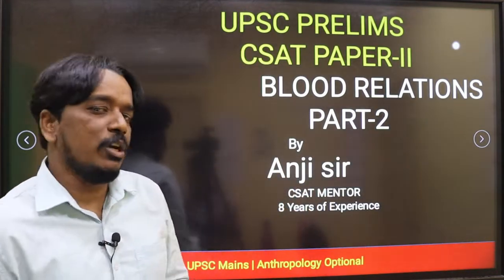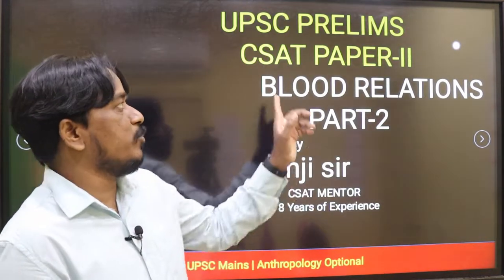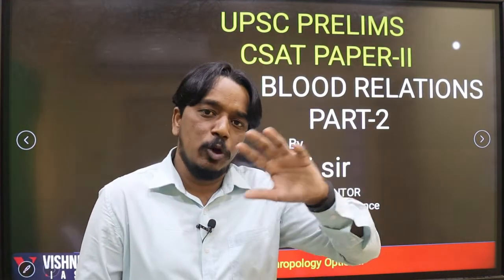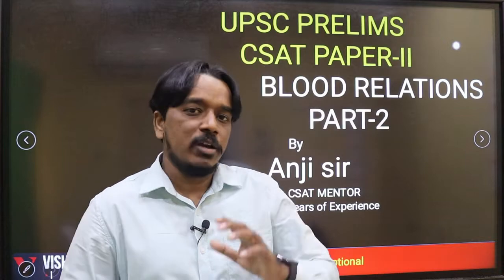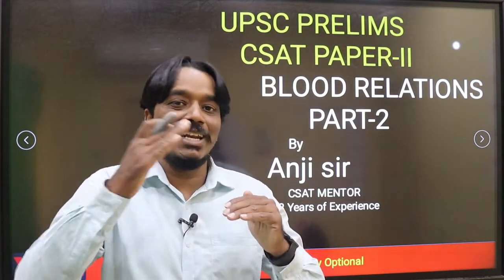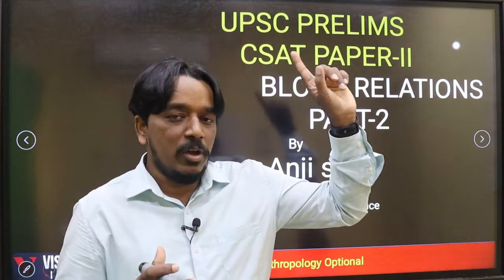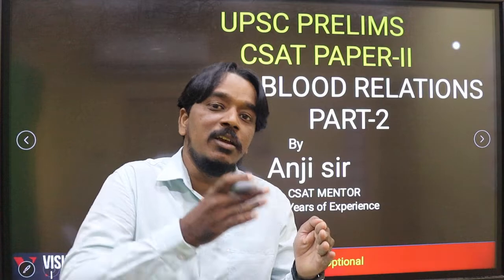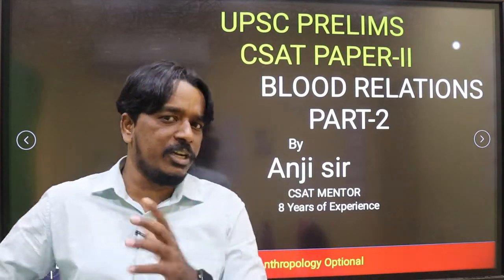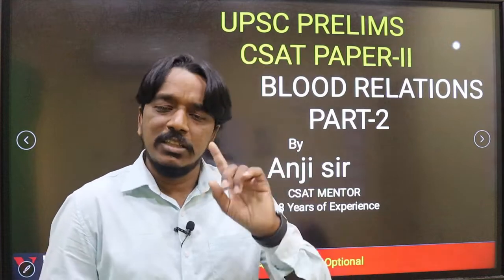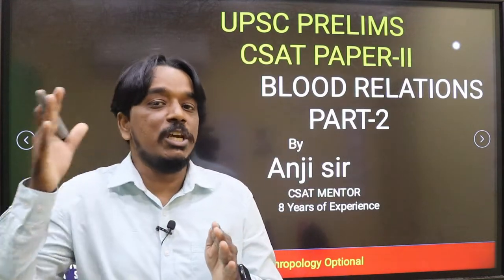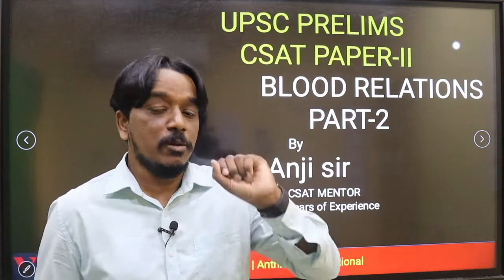This blood relation concept is obviously very important for CSAT Paper 2. If you observe every previous year paper, we are compulsorily getting minimum 1 or 2 questions, and sometimes based on these blood relation concepts we also get extra questions from seating arrangements and puzzles. They combine blood relations with seating arrangements. If you observe the 2016 paper and 2018 paper, in both years they gave blood relations combined with seating arrangements. That's why the basic concept of blood relations is very important.